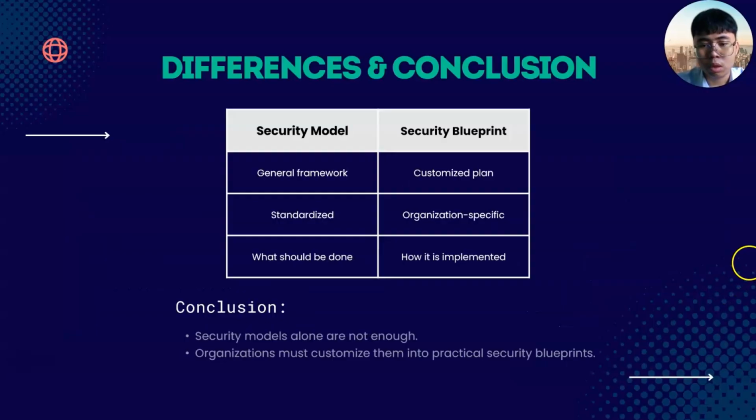To conclude, the main difference is that a security model provides a general framework, while a security blueprint translates that framework into practical implementation. Therefore, organizations should not rely only on standardized frameworks. Instead, they should customize these frameworks according to their operational environment to achieve effective security management.